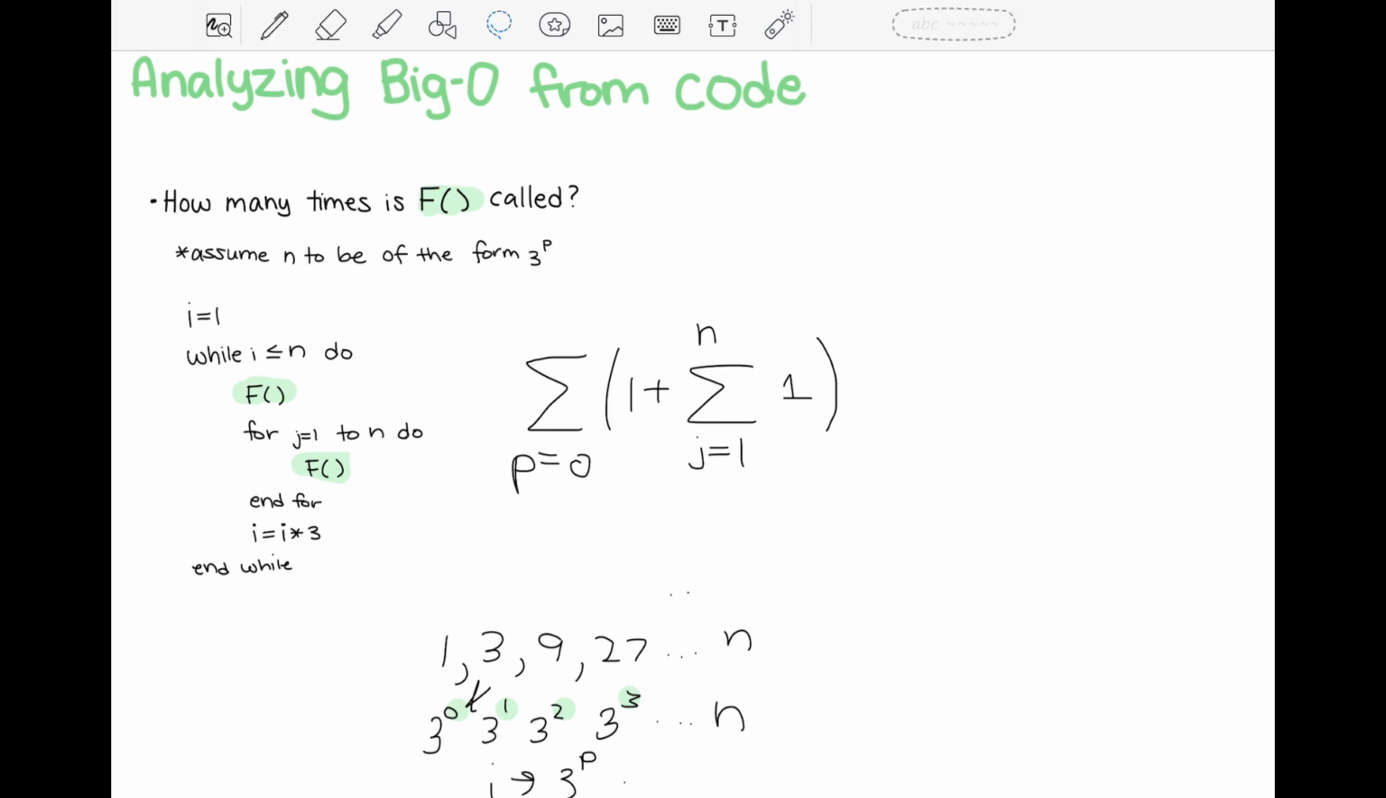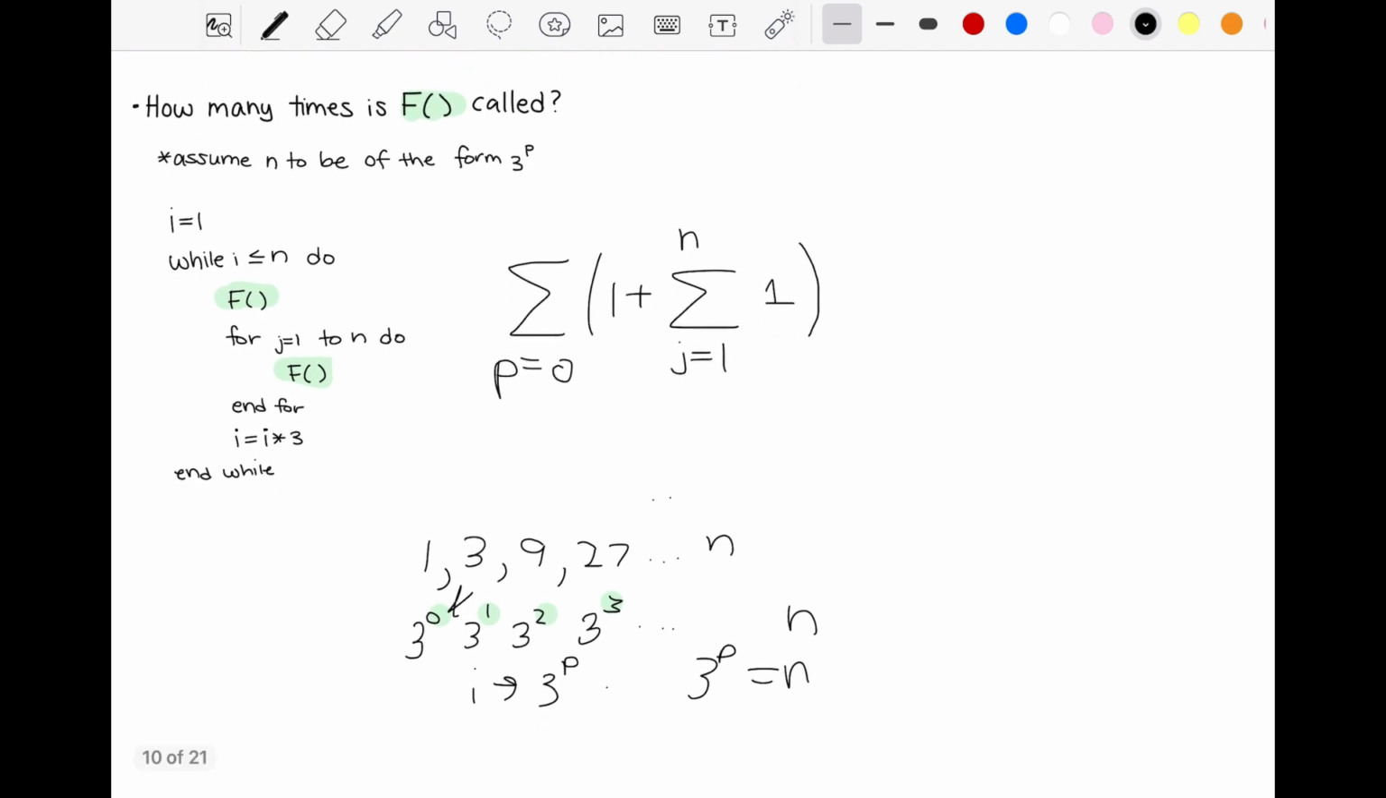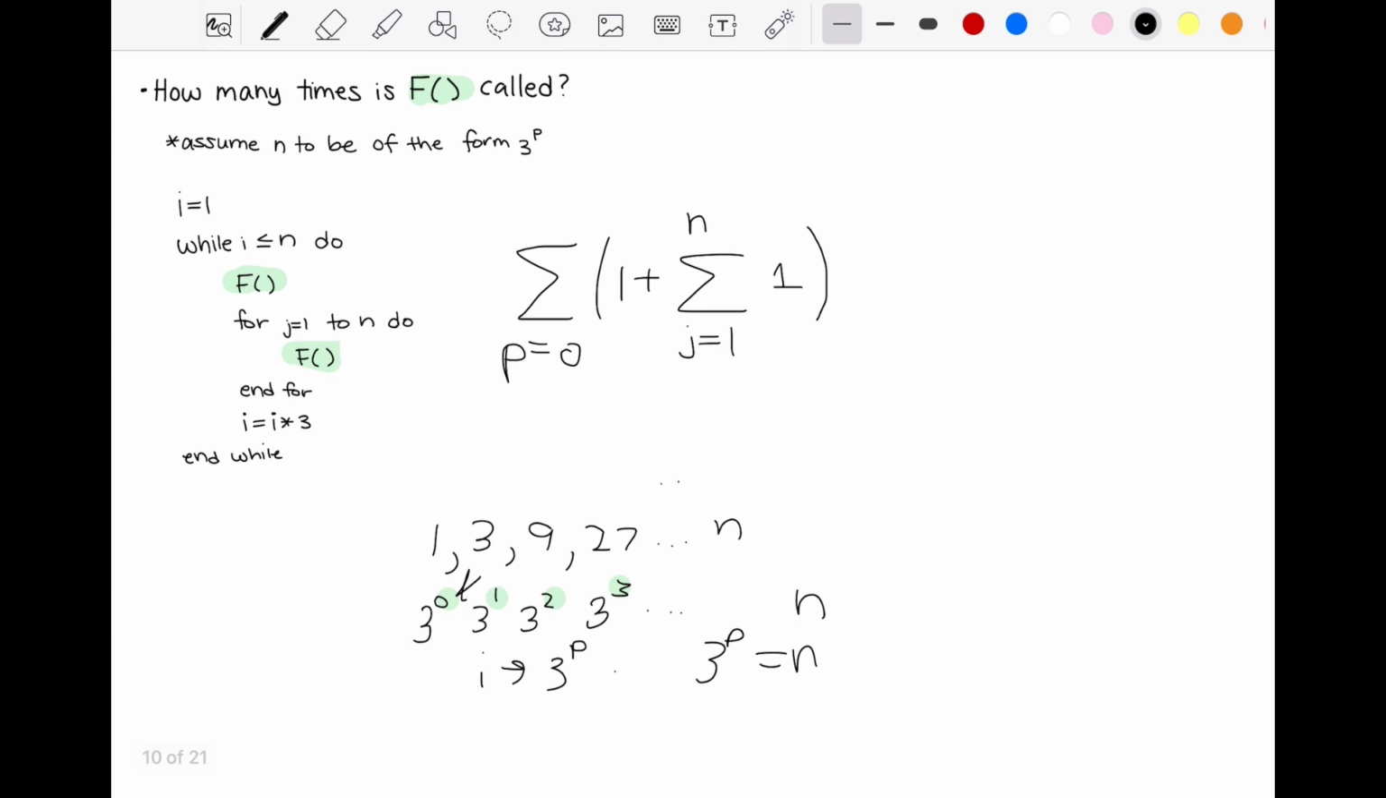So it's going to go until n, which in this format is the same as, let's solve actually, 3 to the p equals n. We can log base 3 both sides to get p equals log base 3 of n. Okay, so that should be the max value of p. Okay, so it's going from 0 to log base 3 of n. That makes sense, right? Because 3 to the log base 3 of n is still n.